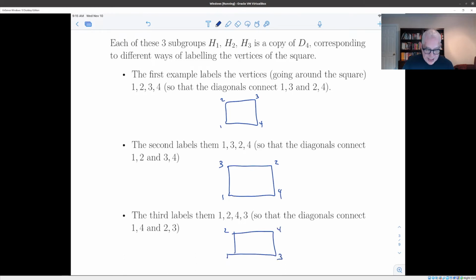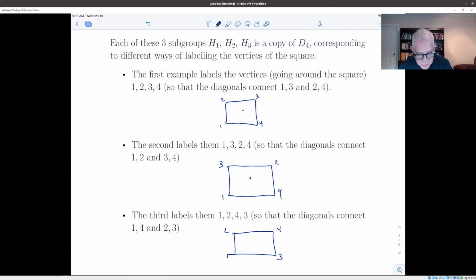So there's no way to change this square into this square by a symmetry, because here 1 is next to 3 and 4, and here 1 is next to 2 and 4, and here 1 is next to 2 and 3. To change them into each other, you'd have to break them apart and reassemble them.